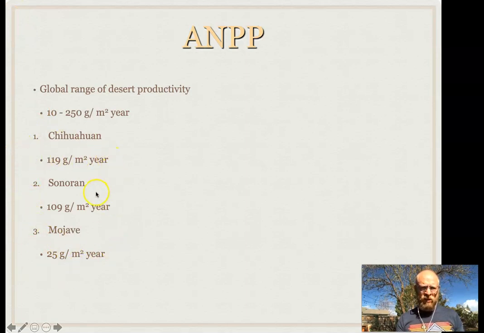And you can see the ranking of productivity is directly correlated to the ranking of precip. So Chihuahuan Desert gets the most precip, has the most productivity. Sonoran is intermediate. Mojave gets the least amount of precip and has the lowest amount of productivity.